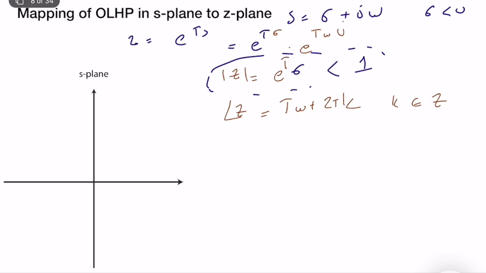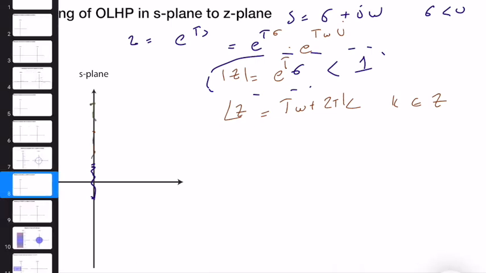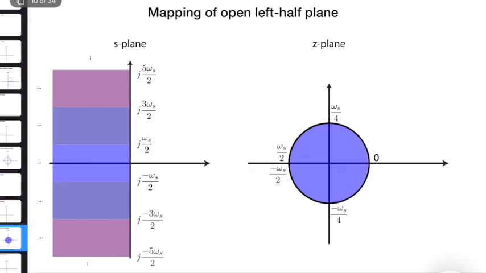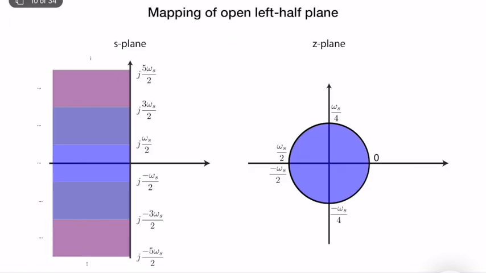There's a repetition. This section has the exact same effect as this section, and this is the exact same effect as this section. So if we look at the whole mapping, we obtain this behavior. As you can see, this is the result. This is called the primary strip.